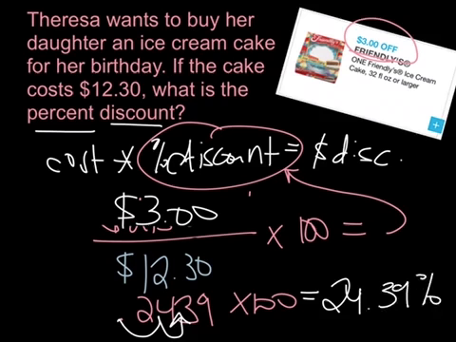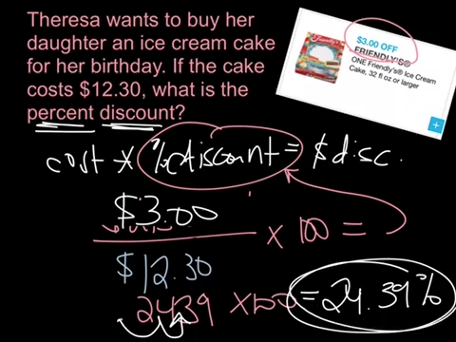24.39%. Now, most times percents are whole numbers. In this particular case, because you're actually finding the percent discount, it would be okay to keep this original answer. So I would keep this 24.39%. Even though the decimal continues on and on and on, it's okay to round to about 3 or 4 numbers after the decimal point. So in this particular example, Teresa would save about 24% off of her ice cream cake.